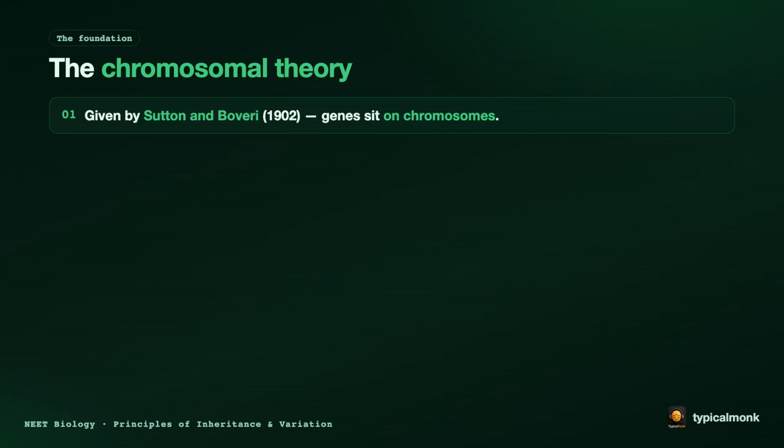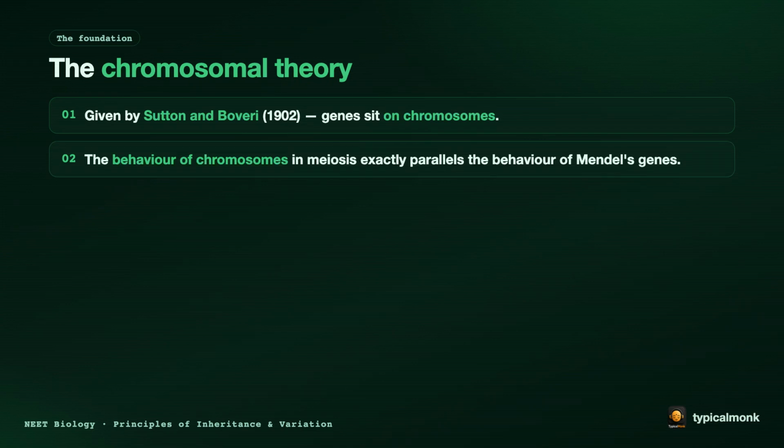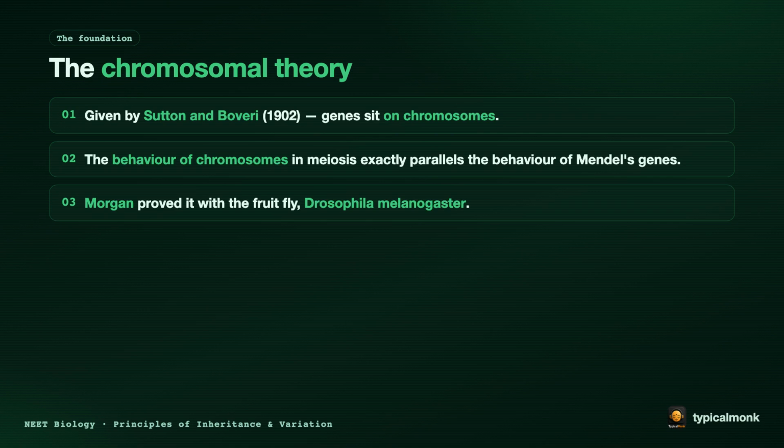First, the foundation, the chromosomal theory. It was given by Sutton and Boveri in 1902. Genes sit on chromosomes. The behavior of chromosomes in meiosis exactly parallels the behavior of Mendel's genes. Morgan proved it with the fruit fly, Drosophila melanogaster.